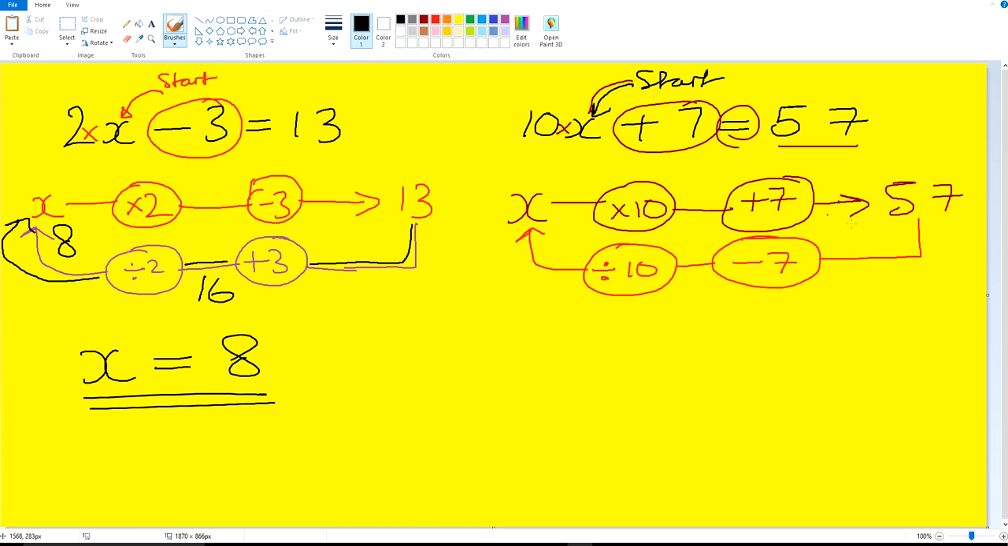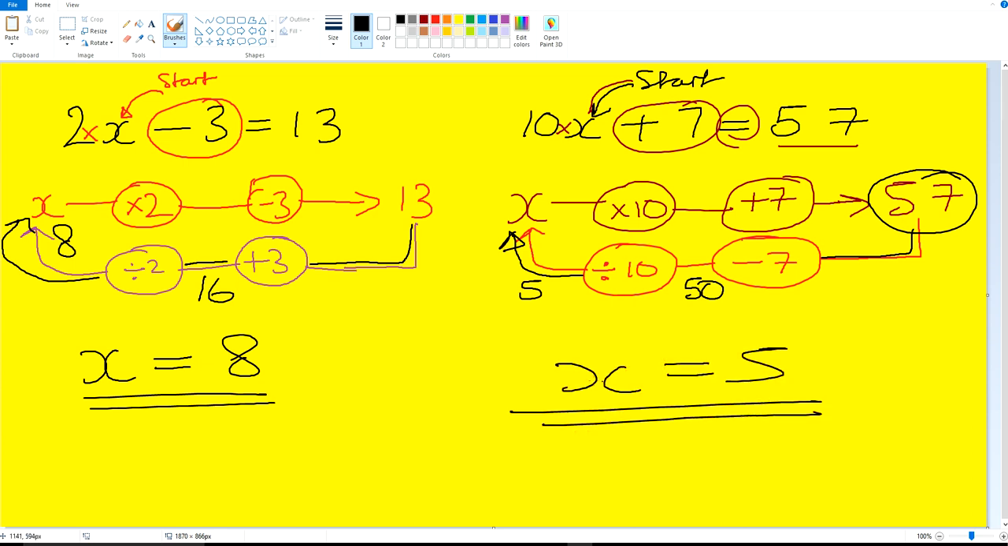So let's follow the machine through. So I'm now starting at the end, 57. I'm following the machine. Minus 7. 57 minus 7 gives us 50. 50, let's do the divide by 10. And out will come our answer of 5. So x is equal to 5. And that's the end of our second example. So let's write that down. X equals 5. Okay, that's the end of our video.